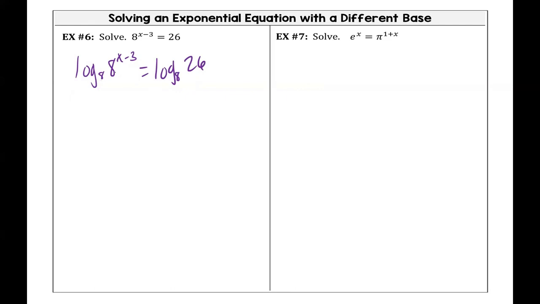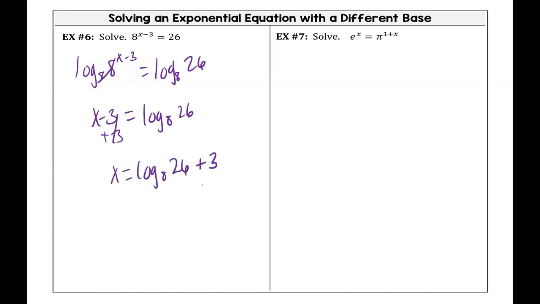Here we use the identity property for logs. If you take the log of an exponential of the same base, they basically cancel each other out. So we're left with just x minus 3 equals log base 8 of 26. And then to get x by itself, I need to add 3, and what I do to one side, I do to the other. So that gives me x equals log base 8 of 26 plus 3.